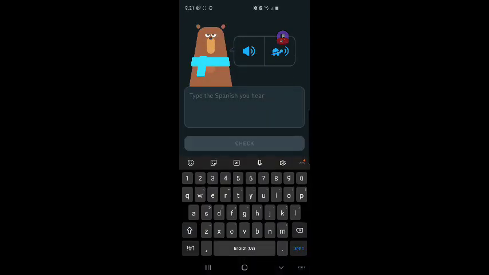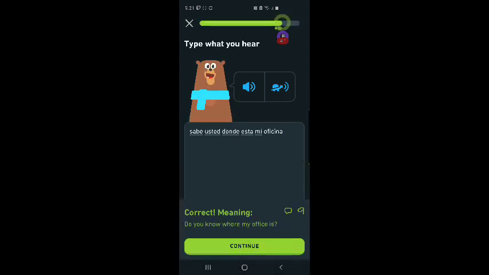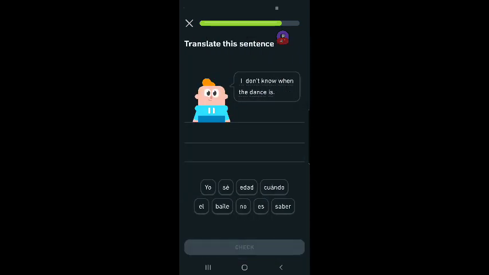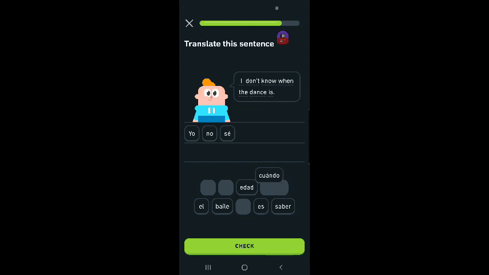¿Sabe usted dónde está mi oficina? ¿Dónde está mi oficina? Yes. I don't know when the dance is. Yo no sé. I don't know. ¿Cuándo? The dance. El baile. Yo no sé, I don't know when the dance is. Yo no sé cuándo es el baile.